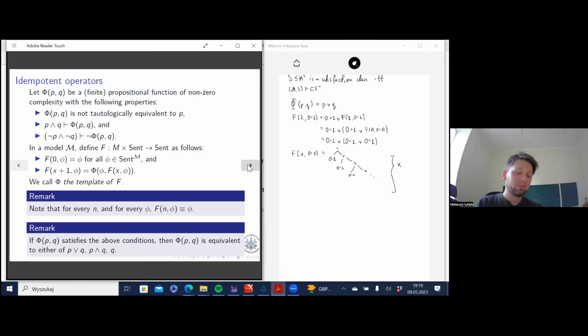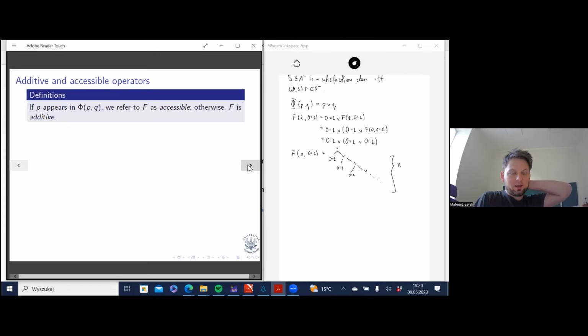The second remark is that although phi of PQ can be really syntactically complicated, if you just look at the possible truth tables for phi of PQ, then it is equivalent to either P, or Q, or P or Q, or P and Q. Later on, we'll also define the operators with template phi equivalent to P or Q as Q monotone, and the ones with templates equivalent to P and Q as not Q monotone.